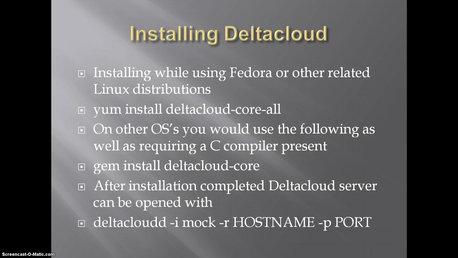After installation is completed, a Delta Cloud server can be opened with the following command: deltacloudd -i mock -r hostname -p port. And mock is the driver you set it as, and hostname is either the hostname or the IP address, and the port is, of course, whichever port number you choose.